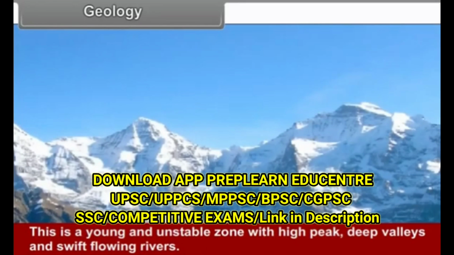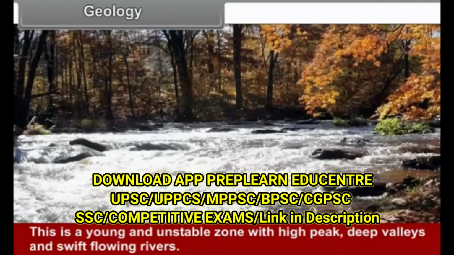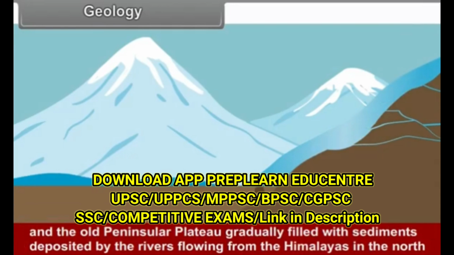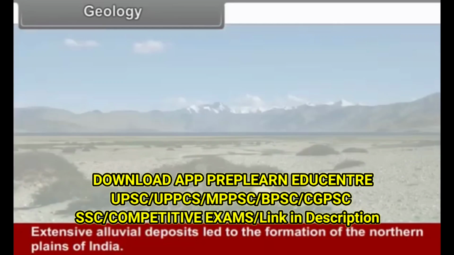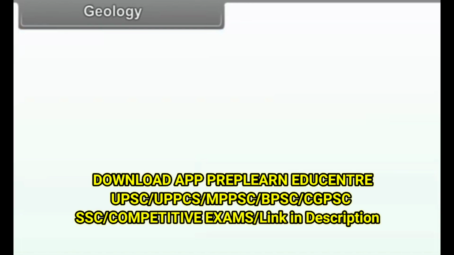This is a young and unstable zone with high peaks, deep valleys, and swift-flowing rivers. In due course of time, the depression between the uplifted young Himalayas and the old Peninsula Plateau gradually filled with sediments deposited by the rivers flowing from the Himalayas in the north and the Peninsula Plateau in the south. Extensive alluvial deposits led to the formation of the northern plains of India.